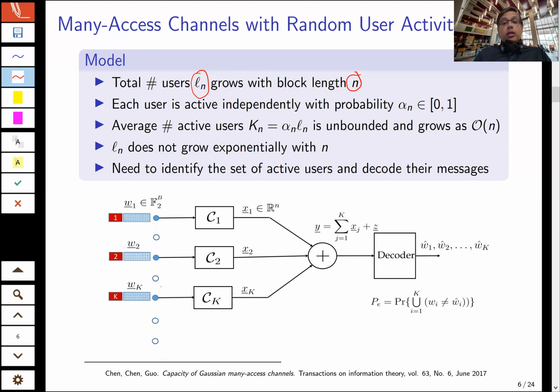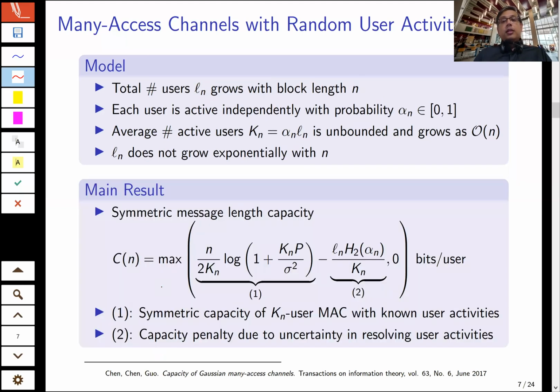Okay, so what Chen and Guo were able to do is they computed the capacity of this channel, and they showed that the symmetric rate, so if you look at the rate, the point in the rate region where every user is transmitting at the same rate, is given by this expression that I've shown here. We'll try to parse this expression now. So you can see that it's the max of 0 and a non-zero term, and the non-zero term has two parts. So first of all, this is the capacity in bits per user. So it's the total capacity over n channel uses.